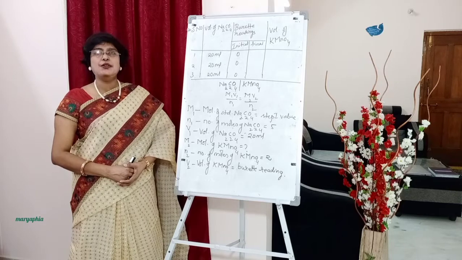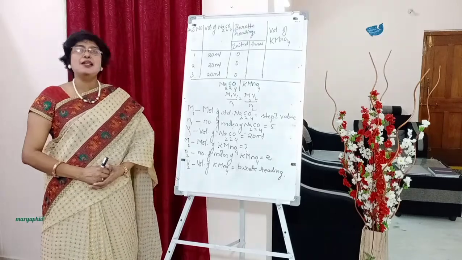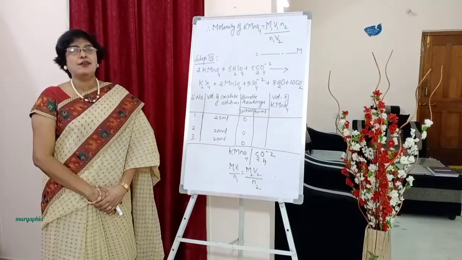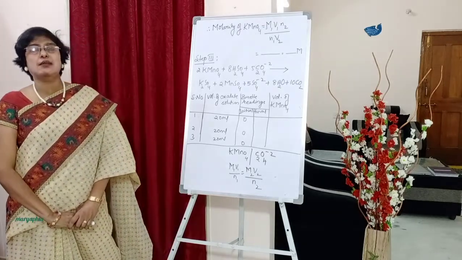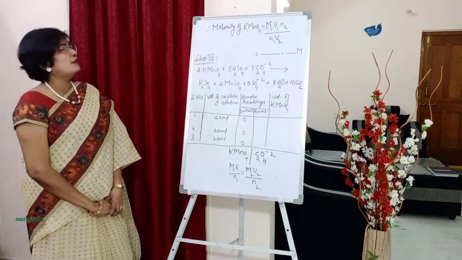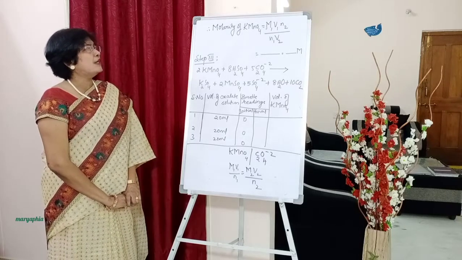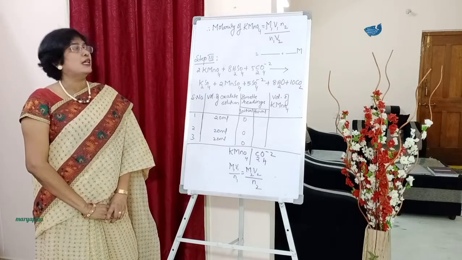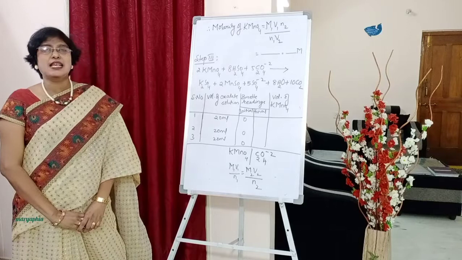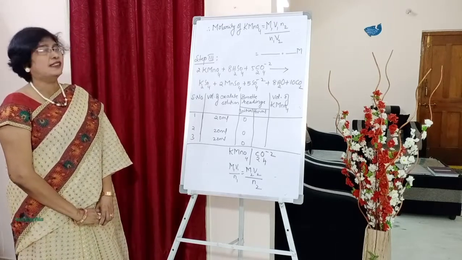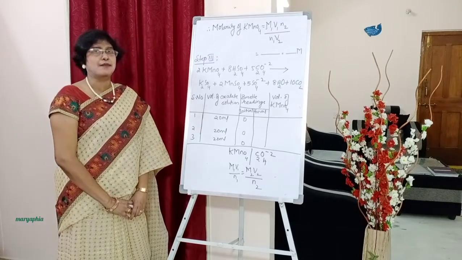Next, V2, volume of KMnO4, which will be our burette reading. Therefore, below write down: molarity of KMnO4. Using the formula M1, that is molarity of Na2C2O4, M2 is equal to M1V1N2 by N1V2. So whatever values are there, we substitute and calculate, from which we get the concentration of KMnO4 equal to dash molar, capital M.